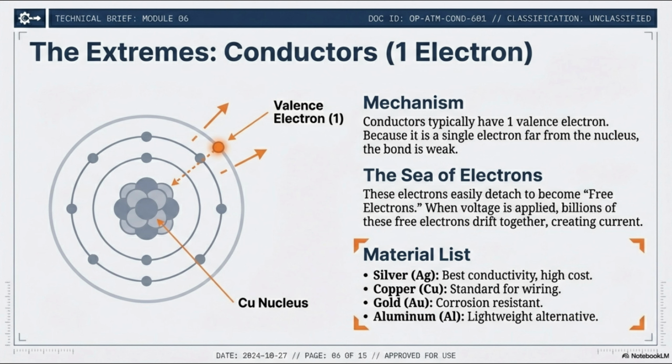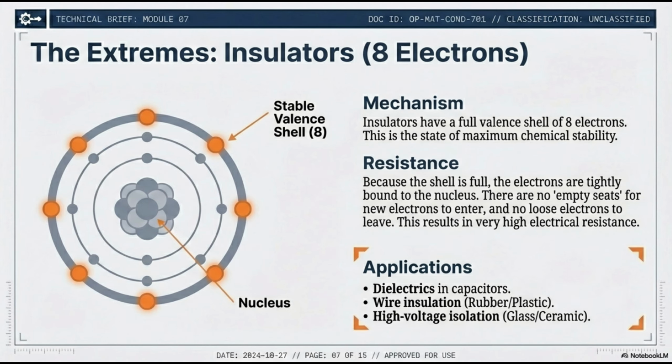So for materials, we do have silver, we do have copper, we do have gold, we do have aluminum. Then let's talk about the insulator. As I just mentioned, we do have 8 electrons on the valence shell. That means that everything is so tight. So in insulators, they do have a full valence shell of 8 electrons.